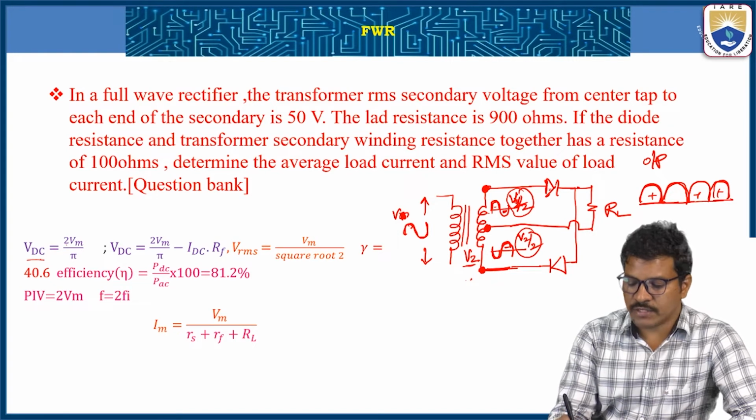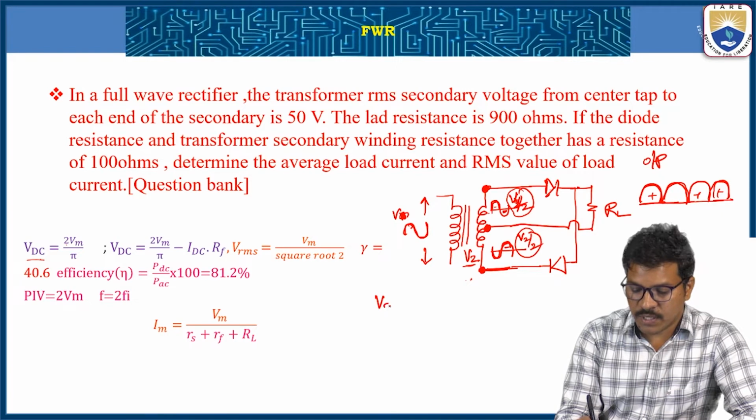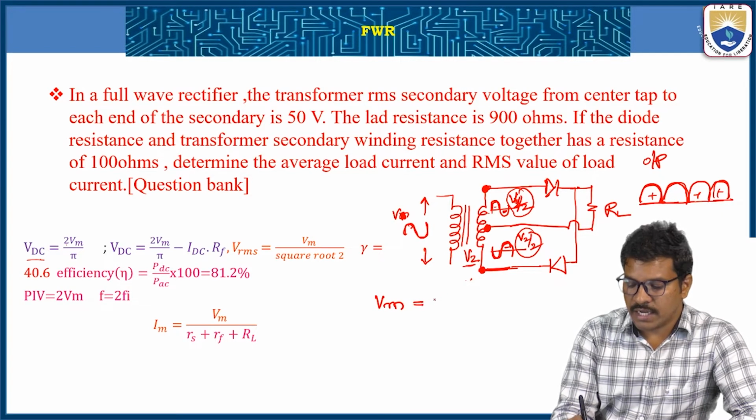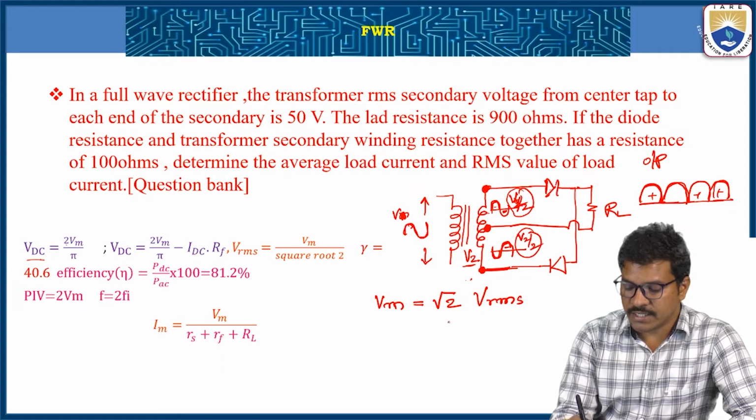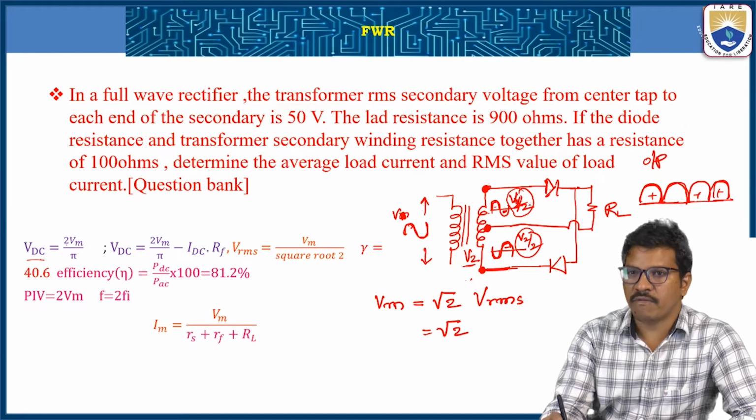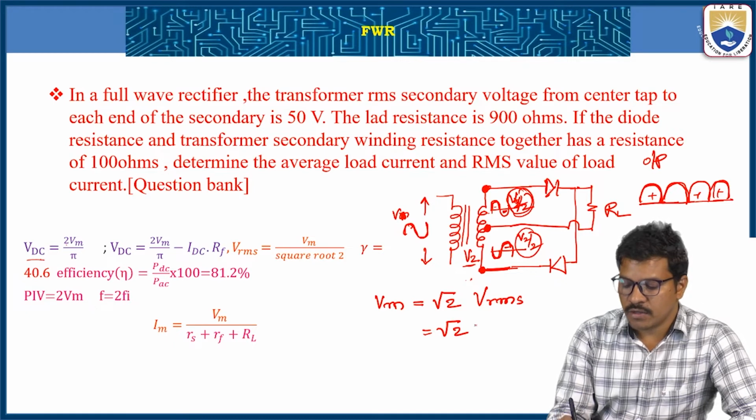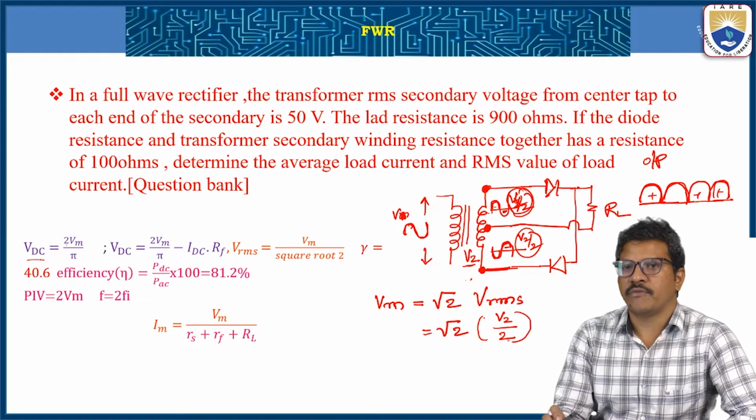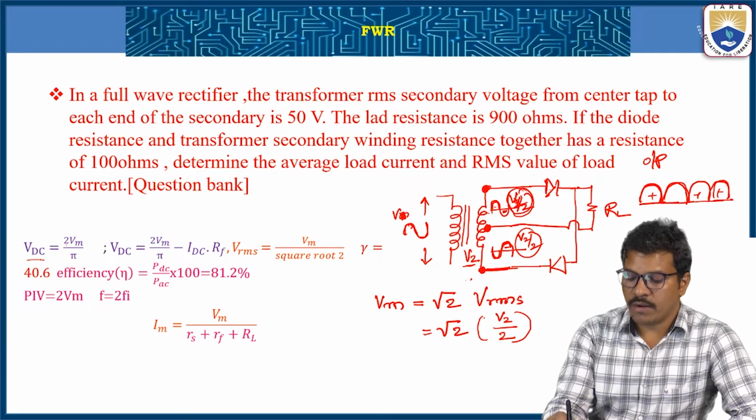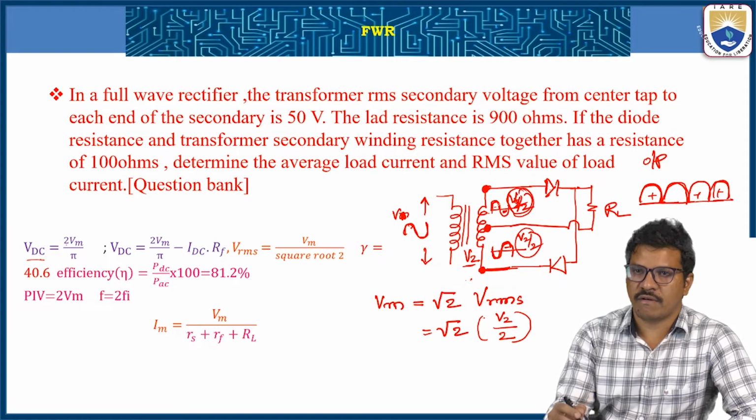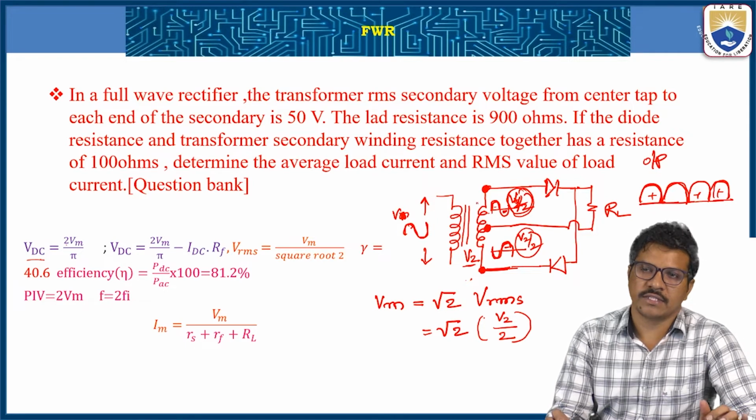What is the formula for maximum voltage? The maximum voltage Vm is equal to root 2 into VRMS. Here, which RMS voltage do we take, the upper side or the lower side? We will take that V2 by 2, and that V2 by 2 is taken as this VRMS here. So V2 by 2 is the second half or first half of the secondary coil of the center tap transformer.